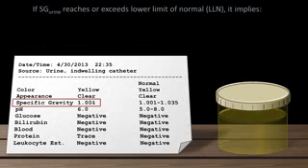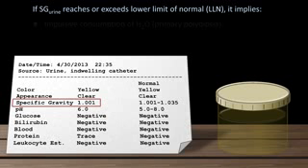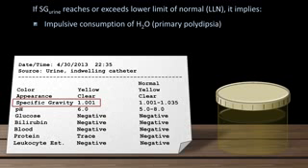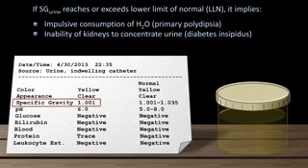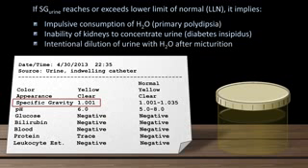Conversely, if the specific gravity reaches or even exceeds the lower limit of normal, it implies one of three things. The patient may be experiencing an impulsive consumption of water, which is a psychiatric condition called primary polydipsia. The patient's kidneys may be unable to concentrate the urine, a condition called diabetes insipidus, not to be confused with the other diabetes that's associated with blood sugar. Or last, the patient has intentionally diluted the urine with water after micturition.